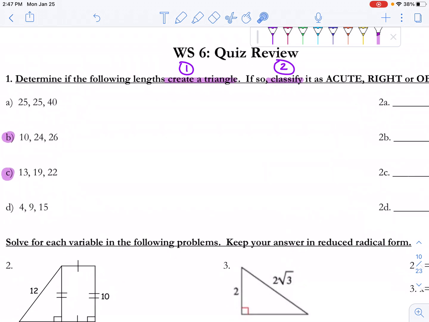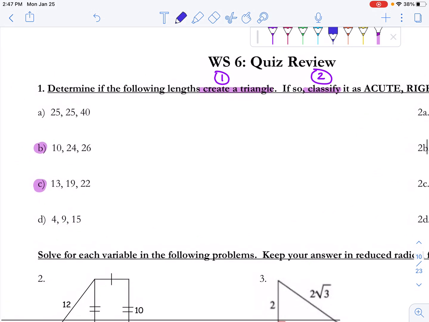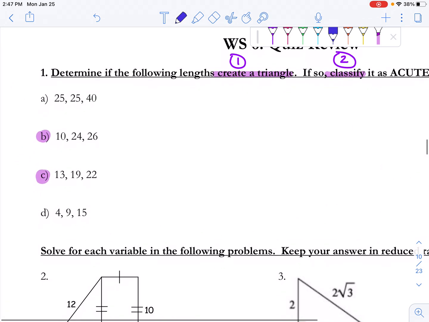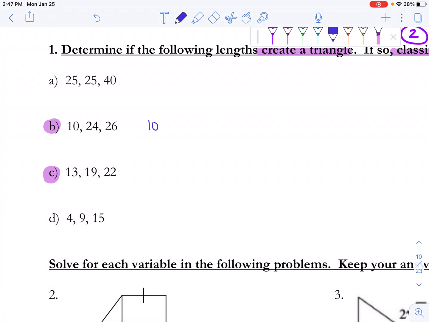So the first thing you have to check is if the three sides can physically create a triangle. And the way you do that is you have to add the smaller two sides, and their sum should be greater than the third. And if that's true, then yes, it can physically form a triangle. So then you classify them. Then you do 10 squared plus 24 squared and determine how that relationship compares to 26 squared. So you find this sum and then you compare it to this sum.